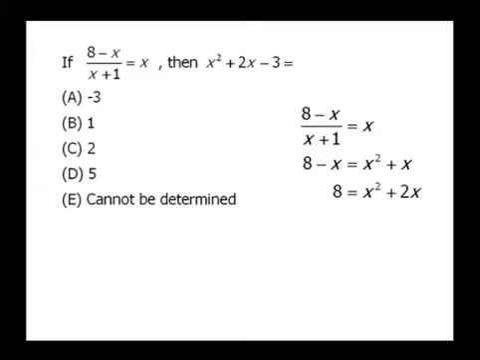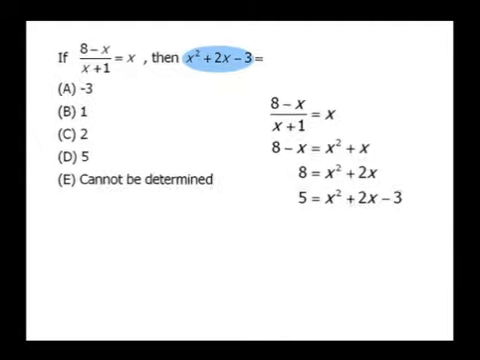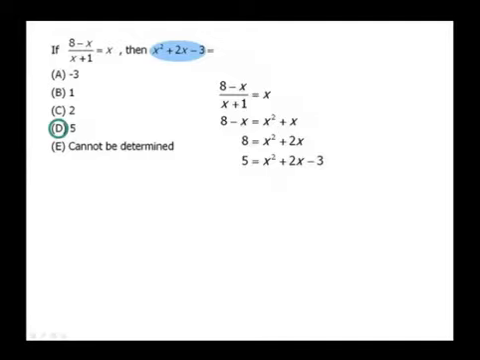And now notice that this portion of our equation is very similar to the expression that we've been asked to evaluate. All that's missing here is minus 3. So let's take this equation and subtract 3 from both sides. When we do this, the right-hand side becomes x squared plus 2x minus 3, and the left-hand side becomes 5. So we can see here that x squared plus 2x minus 3 equals 5. So our answer is D.